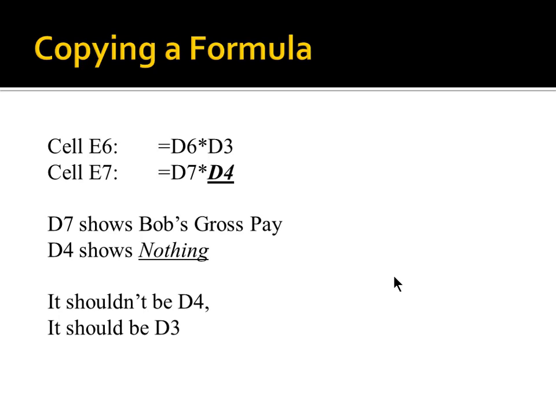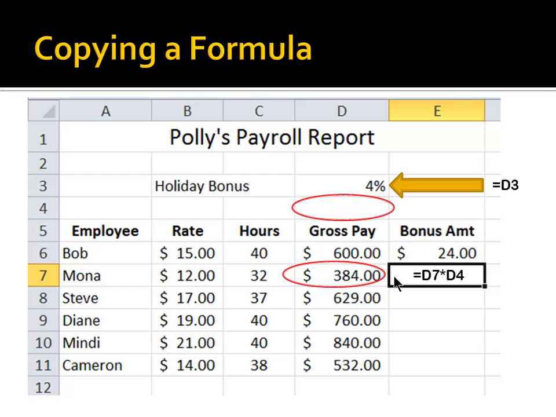And yet, if you use relative referencing and you use the fill handle to copy it down, it will change to D4. It is wrong. It needs to be D3 as before. Take a look here. D7 is Mona's gross pay, and D4 is an empty cell. That's because relative referencing means it moves the cell address. Since we were on Bob and we went one cell down to Mona, it's understandable that we were on the 4%, we went down to the next line below it, which is wrong. The arrow points, we need that 4%. We have to use it no matter what.